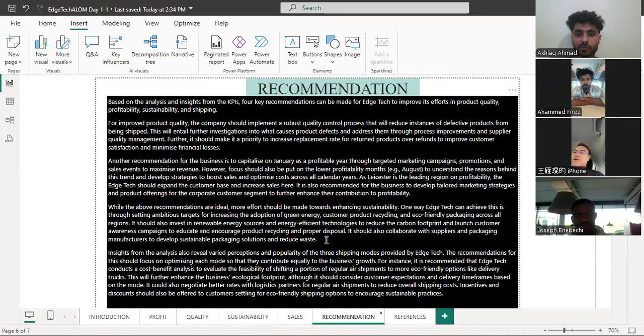For sustainability, we recommend the CEO establish ambitious targets for increasing the adoption of green energy, customer products that are resilient, and eco-friendly packaging across all regions. For instance, the CEO could chart a plan to invest in renewable energy sources and collaborate with suppliers to develop sustainable solutions. A cost-benefit assessment should also be conducted to shift portions of regular air shipment to delivery trucks that can help HTech meet its sustainability goals. Thank you.